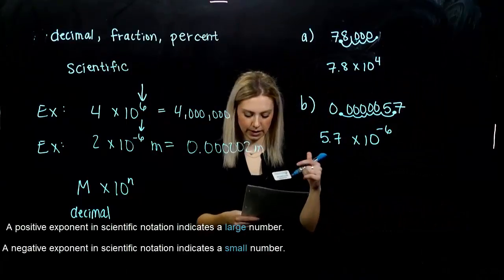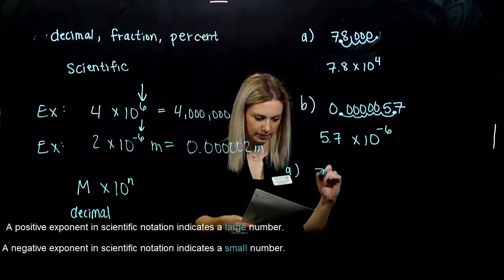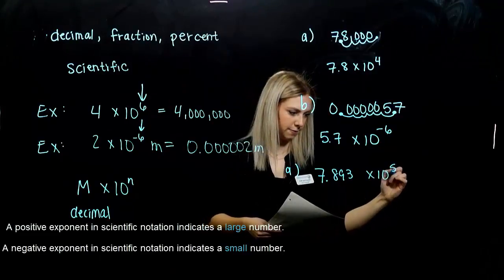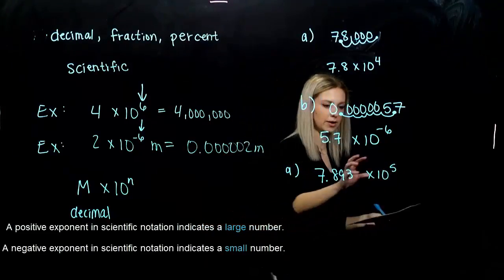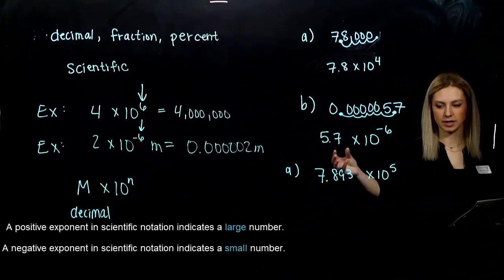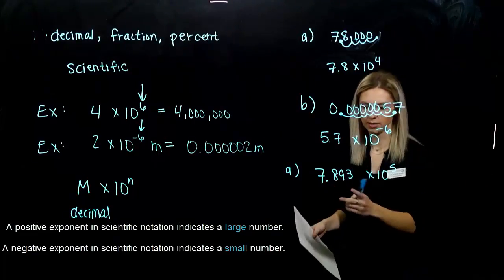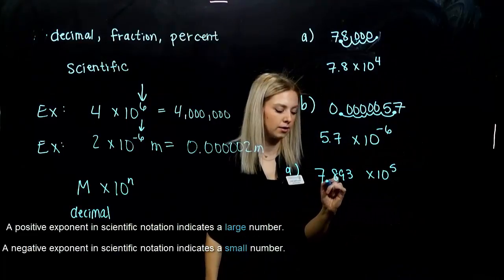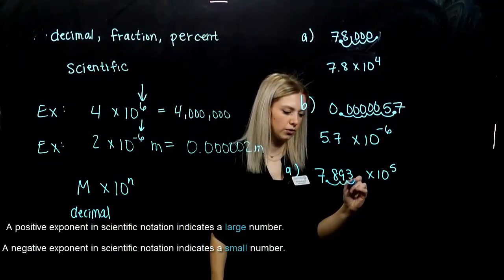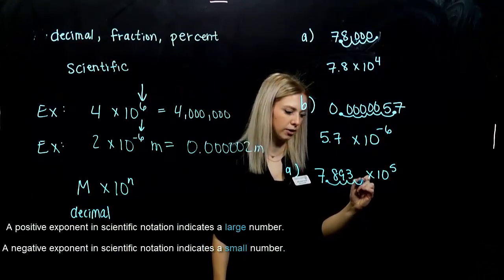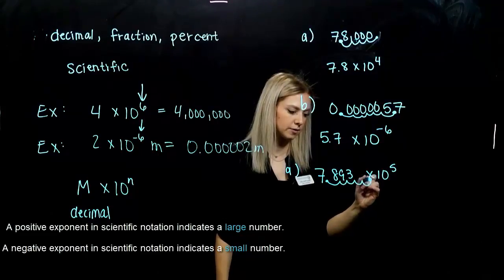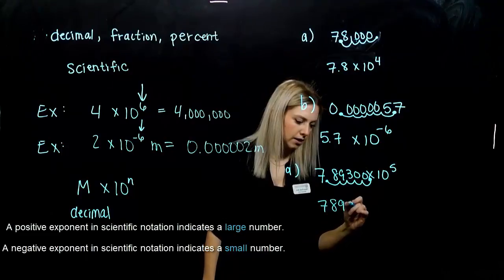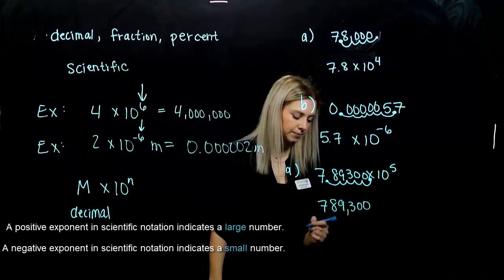So, other direction. 7.893 × 10⁵. So I've got a positive, so it's going to be a large number, which tells me I need to move the decimal which direction? To the right, 5 units. So 1, 2, 3, I ran out. I can make more. 4, 5. I need to add in some zeros. So 789,300.